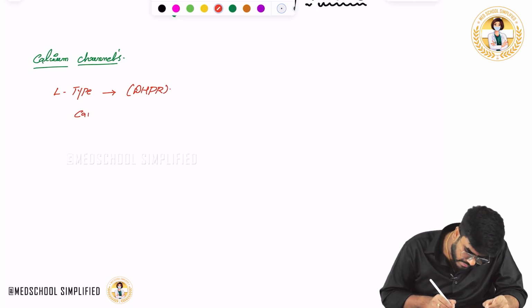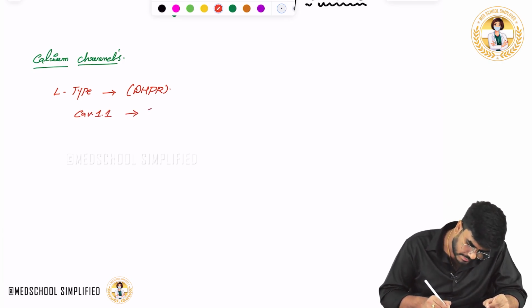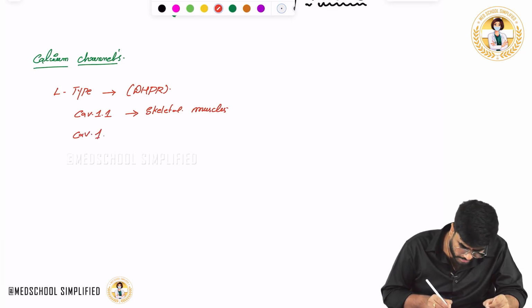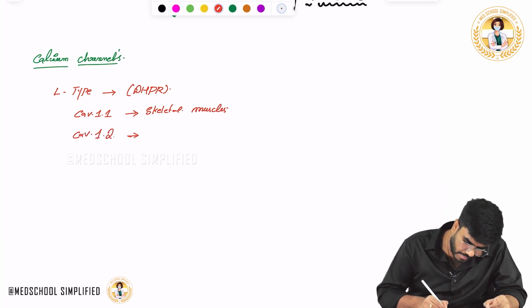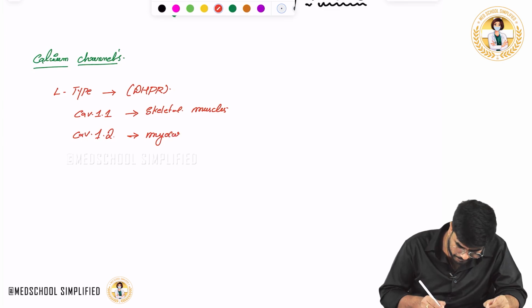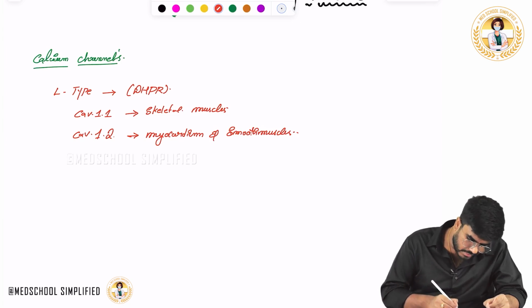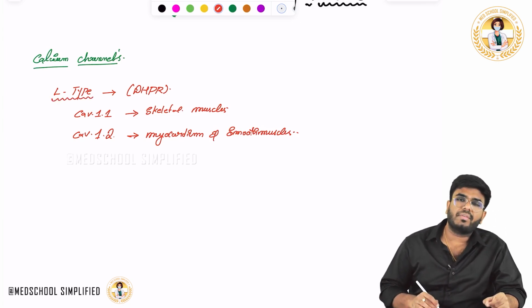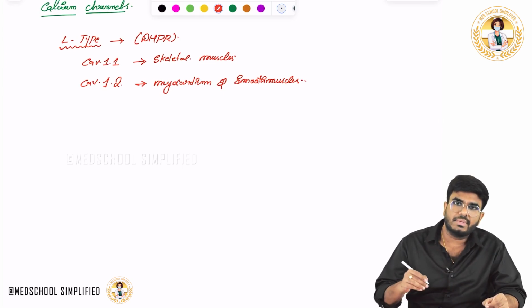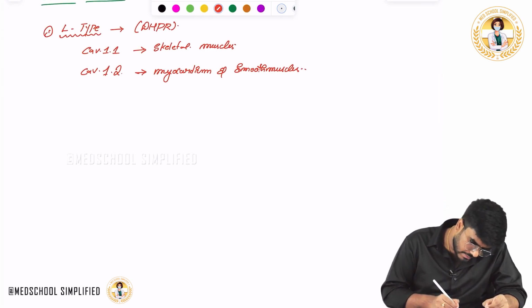Now it is of two types. CAV 1.1, where is it present? CAV 1.1 is present on skeletal muscles. CAV 1.2 is present on myocardium as well as smooth muscles. So this is the first type of calcium channel, the L type, standing for the long-lasting calcium channels.